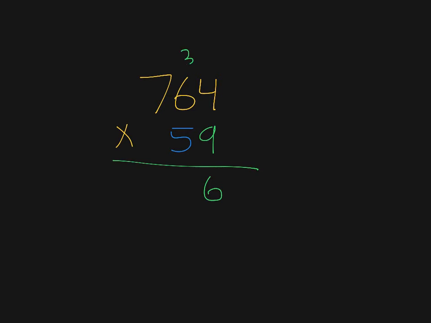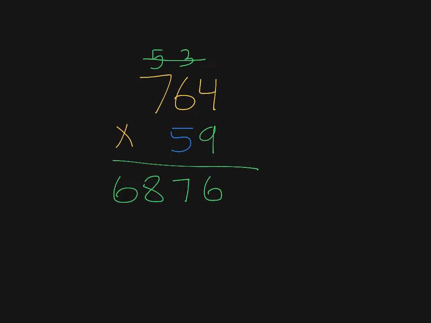Let's go ahead and try another one with higher digits. So let's go ahead and do 764 times 59. So we'll start off with the 9. 9 times 4 is 36. Make sure you carry it over. 9 times 6 is 54. Add 3 makes 57. And don't forget to add the numbers up top. That's very important. 9 times 7 is 63, add 5 would be 68.